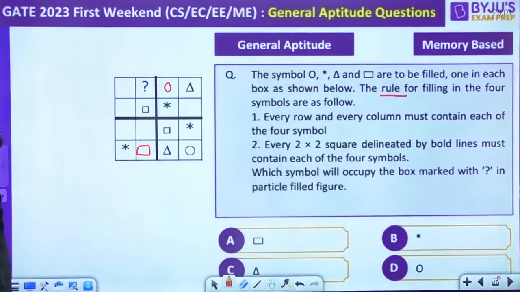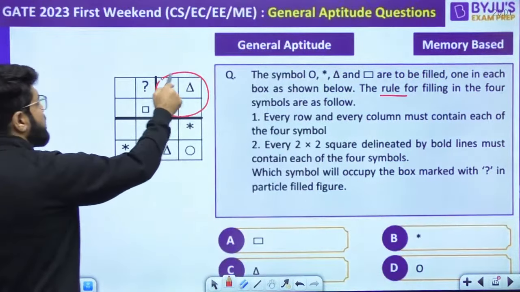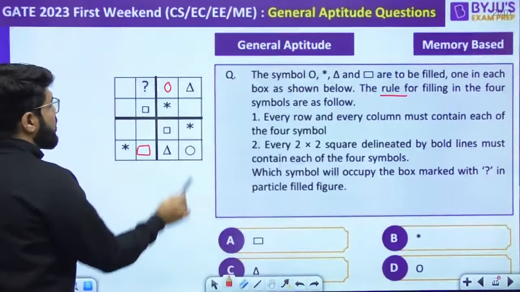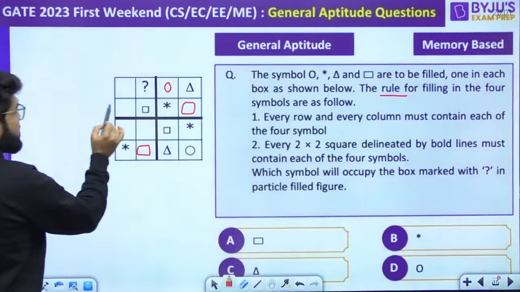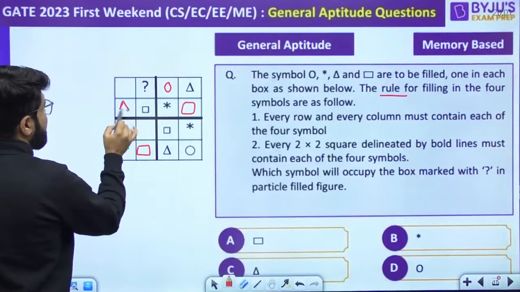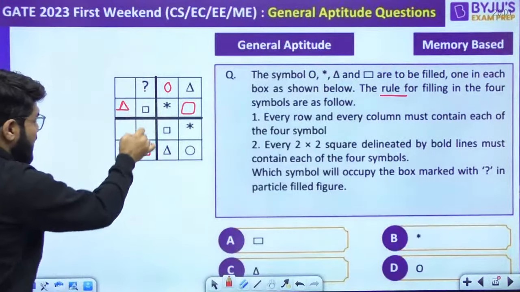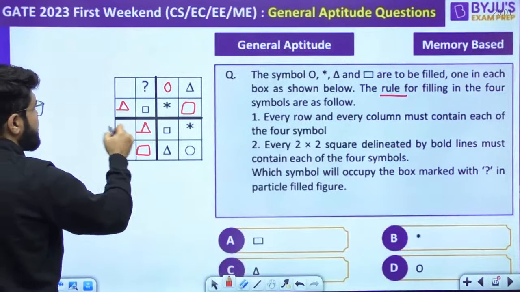Now what else can be filled? Now you can talk about this particular 2 cross 2 square. What is missing here? Square is missing. Because of it, now the second row will be complete. What is missing in the second row? Triangle is missing. Now even the third column can be filled, and here also triangle is missing.